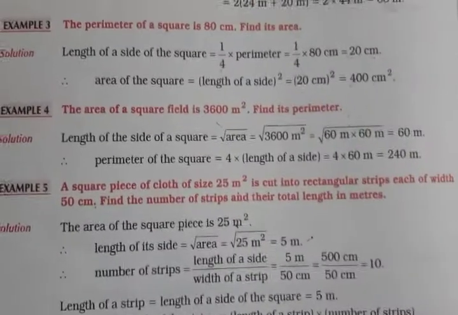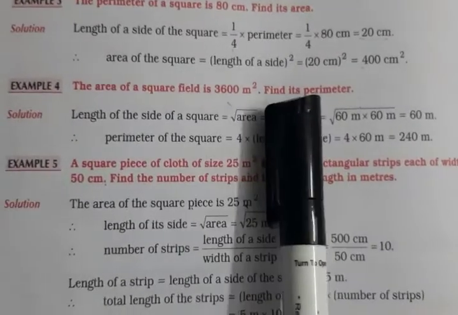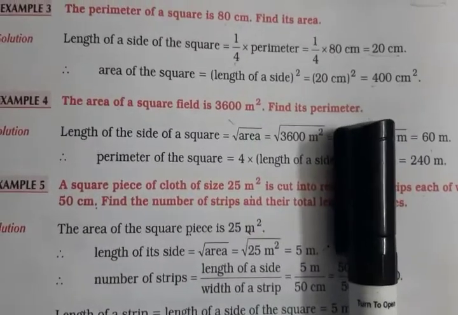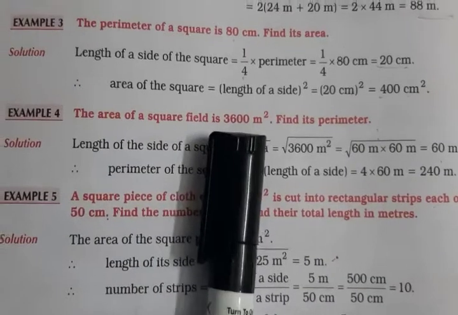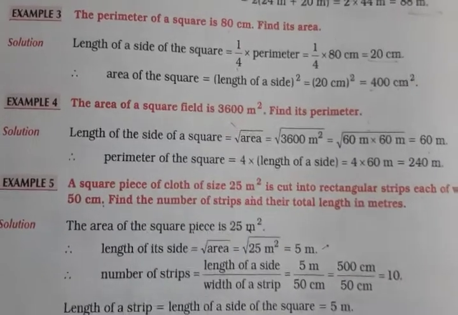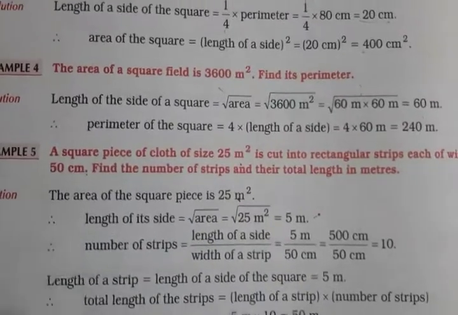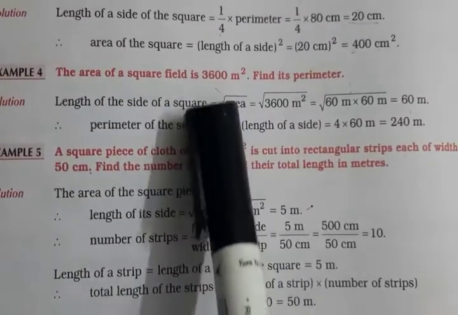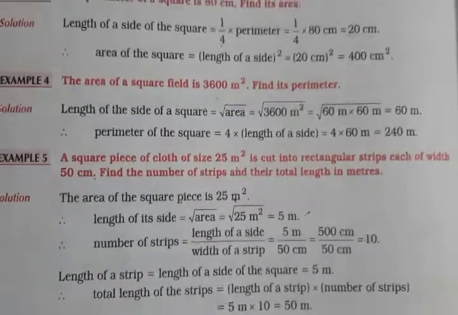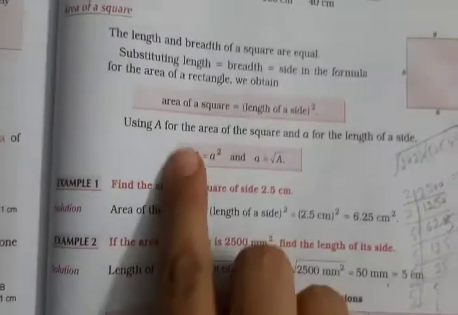Now, next one: the area of the square field is this much and find its perimeter. Firstly, the area of the square is given. Firstly, we will find the length of the side of the square. How will we find it when area is given? That is equal to square root of this much. इसी के इक्वल होता है स्क्वायर में, देखो.